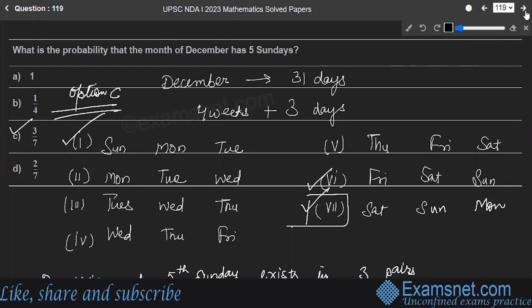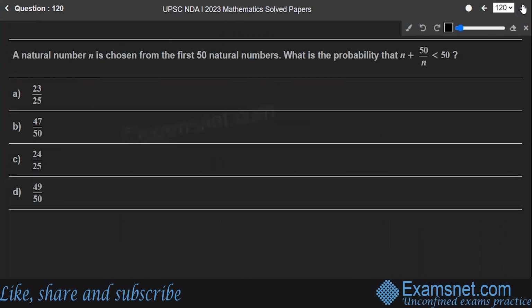Hope you got that. So let's move to the last question of this paper, 120. It says a natural number n is chosen from the first 50 natural numbers. What is the probability that n plus 50 upon n is less than 50? First of all, natural numbers start from 1, so it is 1, 2, up to 50. 50 natural numbers are there.